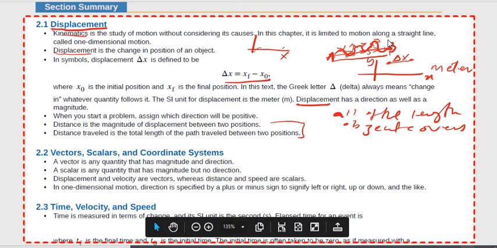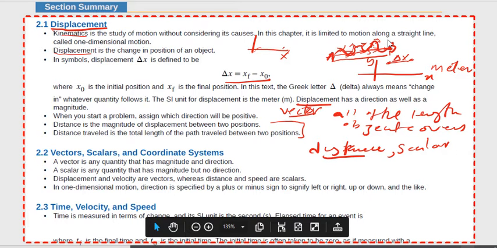So displacement is a vector quantity, since it has a direction, whereas distance is a scalar quantity. We already discussed that the direction is changing for an object. So the total path from A to B is actually the distance.